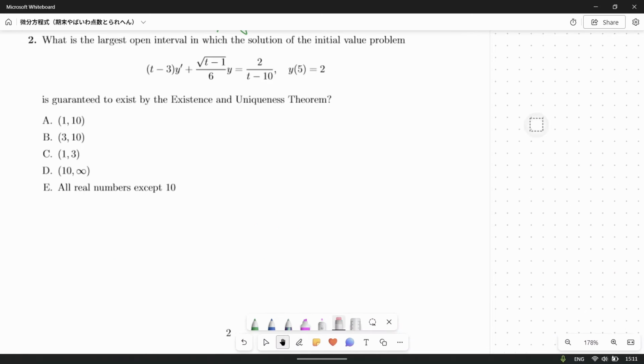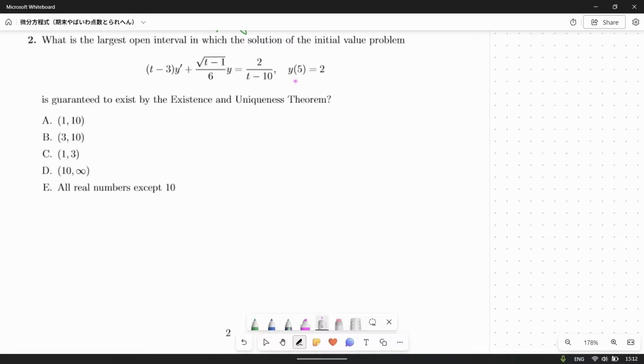All right, so what is the largest open interval in which the solution of the initial value problem is guaranteed to exist by the existence and uniqueness theorem? So this is a question where we're checking to see where there would be a situation where the solution would be undefined depending on what t is in this equation given to us here. Because depending on what t is, you could end up with an undefined answer. And I'll show you how.